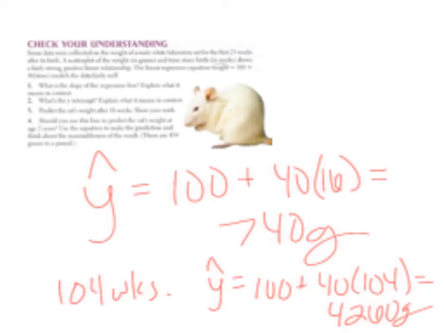Okay, that's a ridiculously giant, crazy, humongous rat. This would be an example of extrapolation. We went out 25 weeks. We can't go out 104 weeks from there. So it would be an unreasonable thing due to our extrapolation.